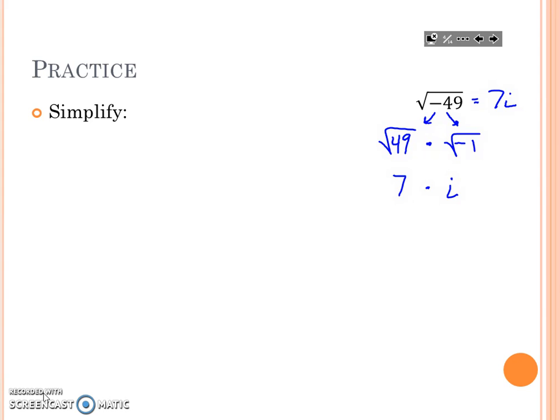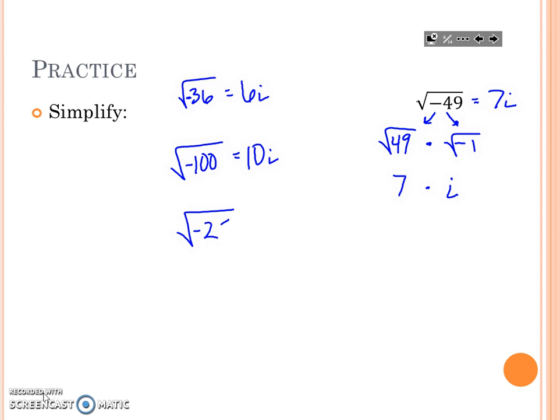I'm going to do some more practice ones. You guys can write these in the margins of your paper here. Square root of negative 36. Well, what's the square root of 36? It's 6. And then there's a negative, so I tack on an i. Square root of negative 100. What's the square root of 100? 10. Then there's a negative, that makes it 10i. Square root of negative 25.